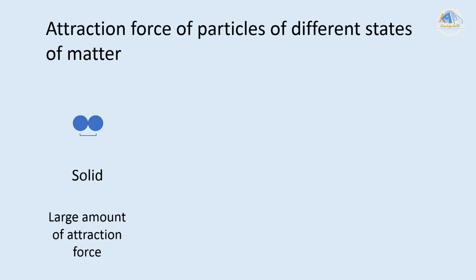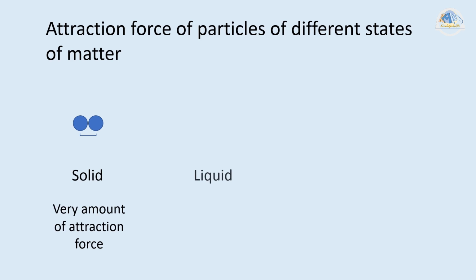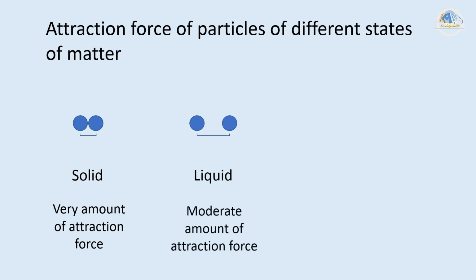So, the particles of solids are strongly packed with each other. And, because of this high amount of attraction force, solid can have a definite shape. Now, in case of liquid, the attraction force is less than solid but greater than gas. So, the particles of liquids have a small amount of space between them. And, due to the lesser amount of attraction force, there is no definite shape of liquid.